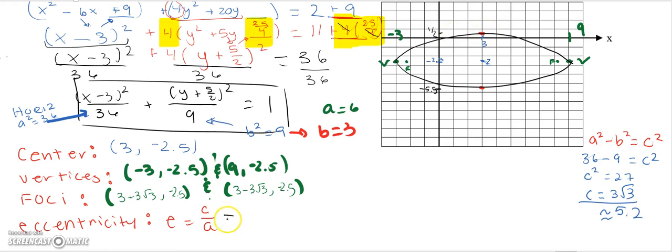So last I need to find my eccentricity, which is c over a. c is 3 root 3, and my a is 6. I'll simplify with those 3's to be root 3 over 2. So the expectations for the graphs is you label the center C, the foci F, the vertices V, and you label all of those key markings on your axes.